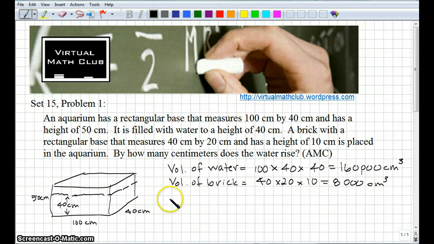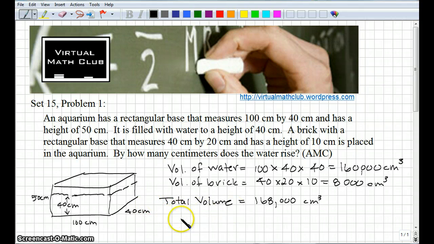So the total volume when we put the brick in the water, the total volume of both of those, I'm going to write total volume, is what? We're going to just add these two together, and you can see that's just going to be 168,000 cubic centimeters. Okay, so we have the new volume. We put the brick in here, and it's raised the height. We have a new volume, but the base of the tank doesn't change, so it's only the height of the water that's changing.